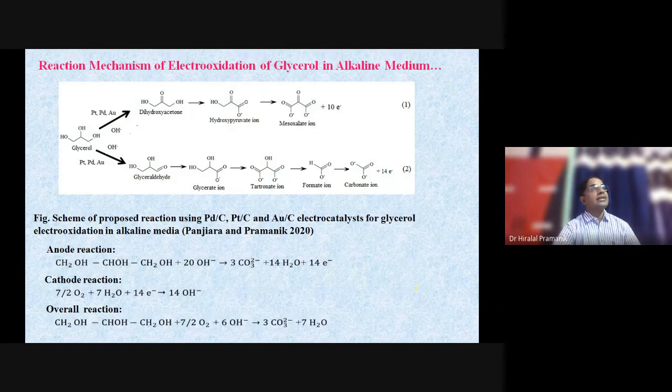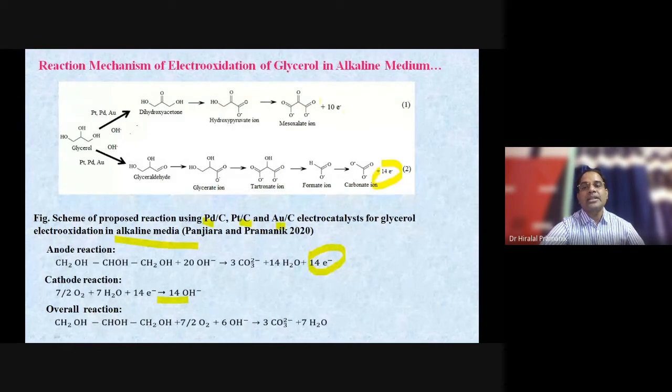So alkaline and acidic, both routes you can choose to split glycerol. And what are the catalysts? If it is alkaline medium, palladium, platinum, aurum are the suitable catalysts. And in the anode reaction, you can see 14 electrons are produced. But the main problem is the intermediates. Some reactions might stop at the intermediate stage, and then you cannot have 14 electrons. So partial oxidation will give you 10 electrons, and complete reaction will give you 14 electrons, right?